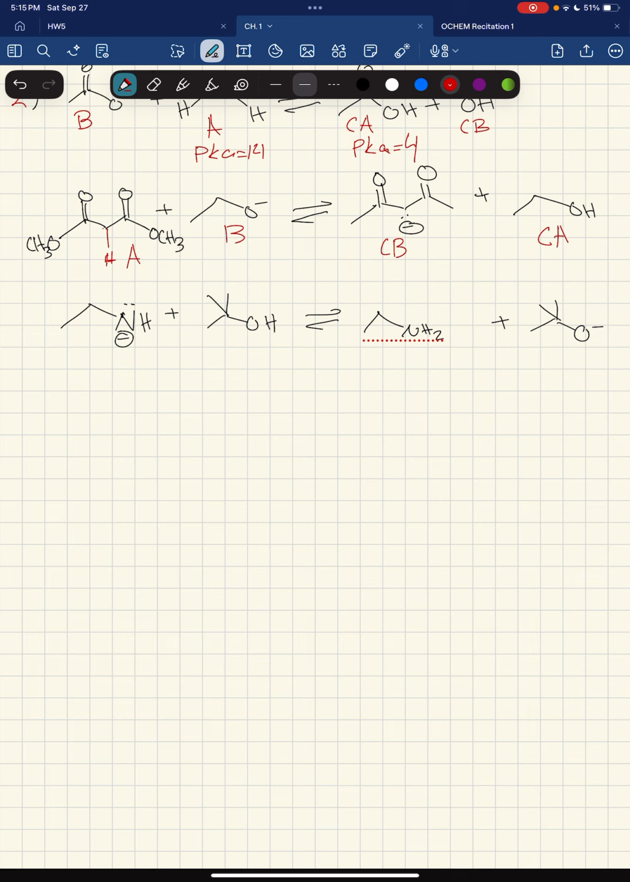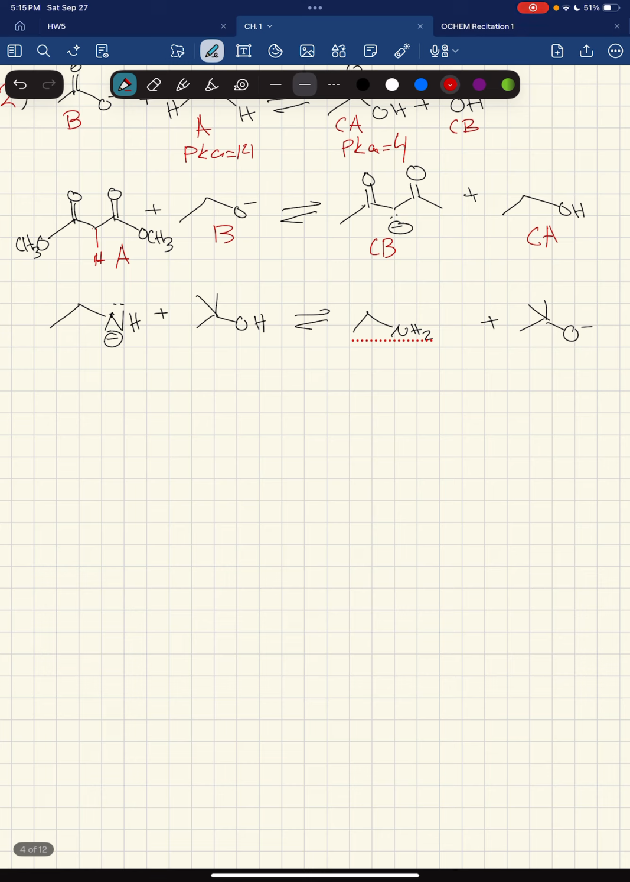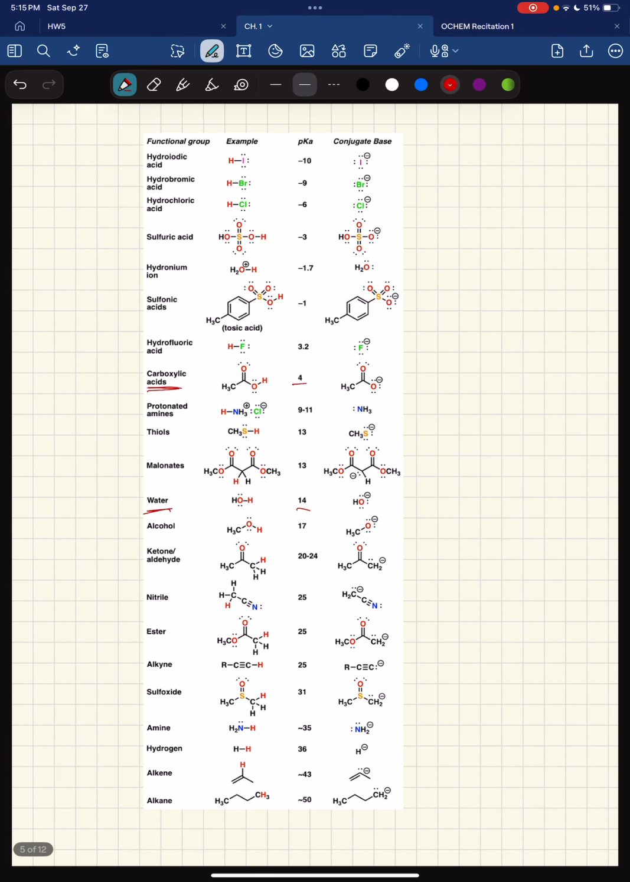So this would be kind of difficult to figure out if you didn't have a pKa chart. But you can tell that this is a relatively acidic molecule because of all the resonance and also the electron withdrawing effect of these 4 oxygens. But luckily, I have a pKa chart, so I know that this is a malonate and it has a pKa of 13.